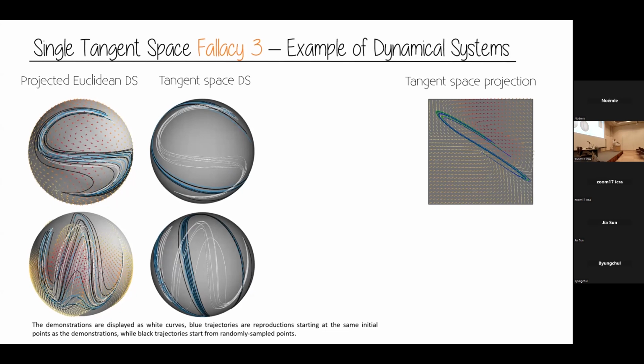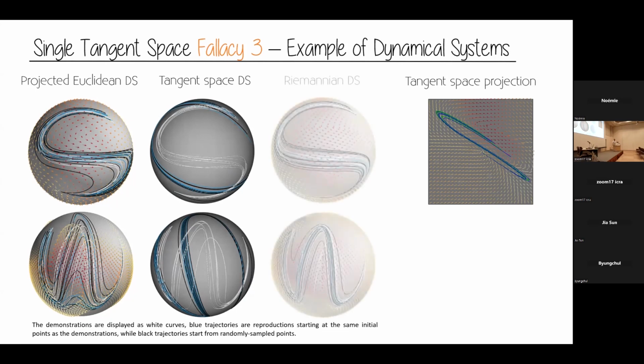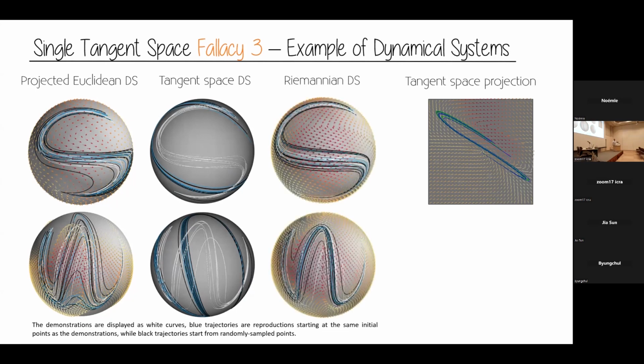This vector field that we learned here is quite flawed, and we cannot project it back to the manifold, because the velocities that we observe here in the tangent space don't have any physical meaning if projected to the manifold. And then what we did was to learn a Riemannian normalizing flow, one normalizing flow that actually accounts for the geometry in a natural way.